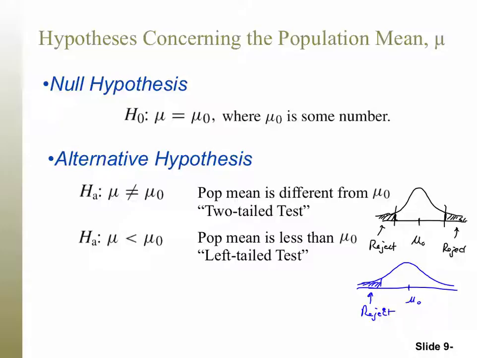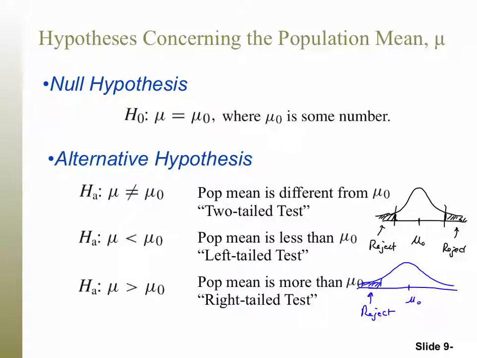And then there's a right-tailed test, which is the opposite. So if the population mean is more than mu naught. So here's our hypothesized mean, but our evidence shows that the mean is significantly higher than the hypothesized mean. That's called a right-tailed test. And we're going to reject the null hypothesis if the evidence shows that the population mean is a certain degree higher than our hypothesized mean.